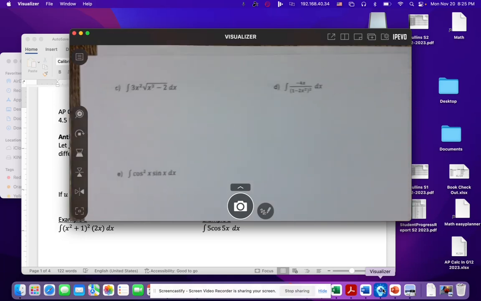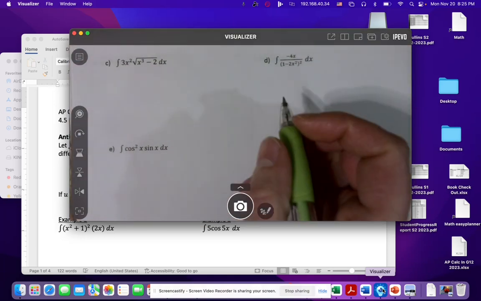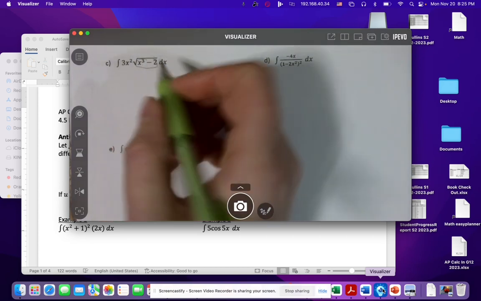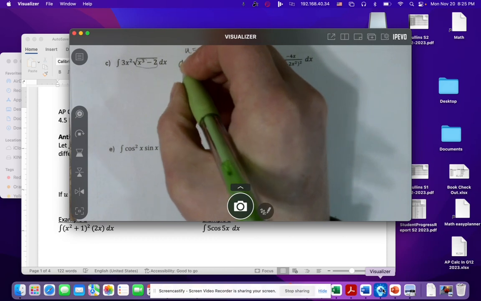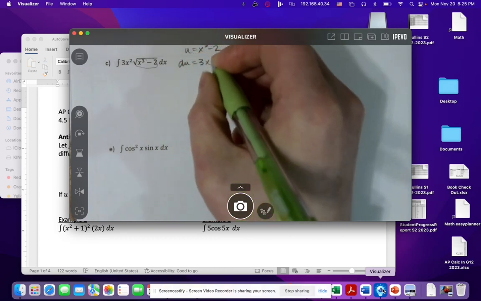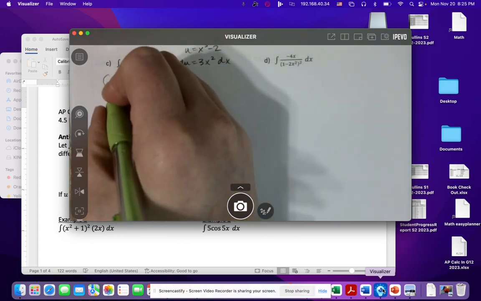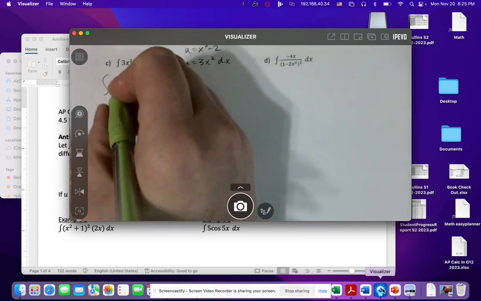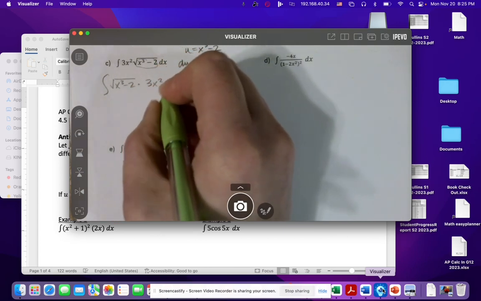We're going to finish off example 7, and that's going to be the end of this video for tonight. So my inside function here is clearly the x cubed minus 2. So my du is going to be 3x squared dx. So let's just rearrange this. We have the square root of x cubed minus 2, times 3x squared dx.